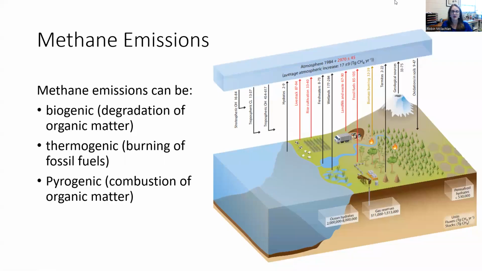So far, we focused on carbon dioxide. Let's now go into methane, which we know is CH4. So methane emissions can be from several different sources. Biogenic, so the degradation of organic matter. They can be thermogenic, this is the burning of fossil fuels, or pyrogenic, the combustion of organic matter.